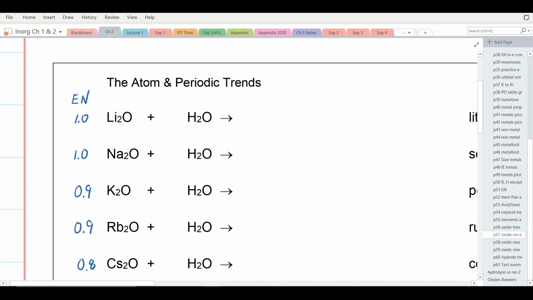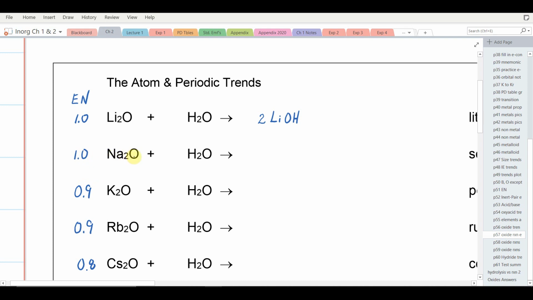What would you predict for the products? Well, it would be the hydroxide of the metal, lithium hydroxide. Lithium has a charge of +1, hydroxide is -1, that's the correct formula. Is the equation balanced? 2 lithiums here, let's put a 2 here. It gives me 2 hydrogens and 2 hydrogens. Yes, that's balanced. In the case of sodium oxide, same, electronegativity is less than 1.3.